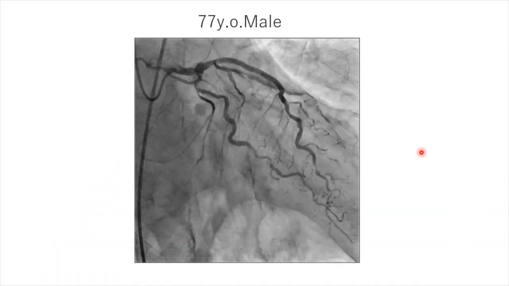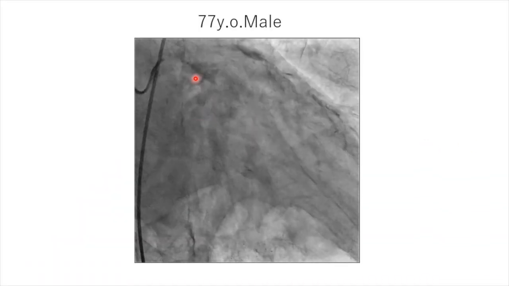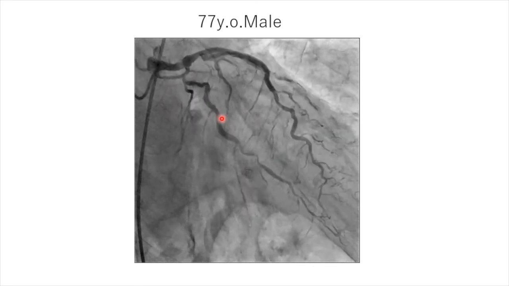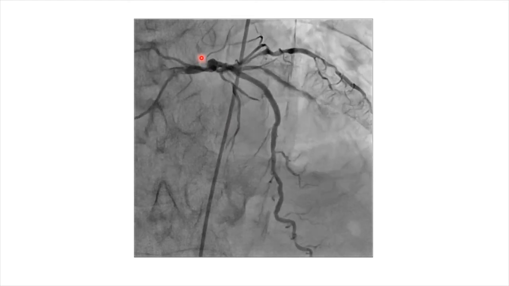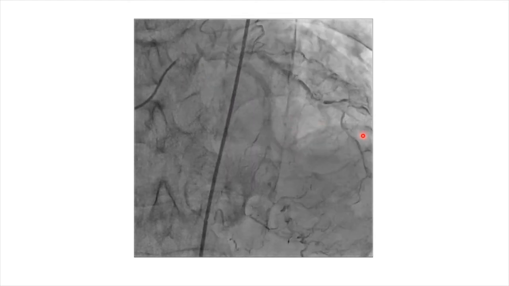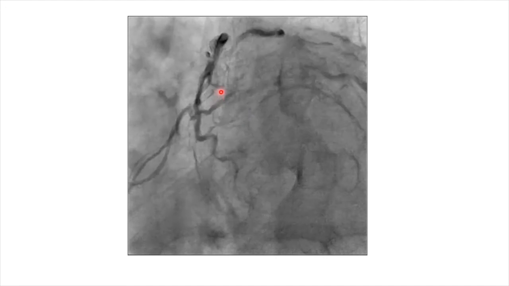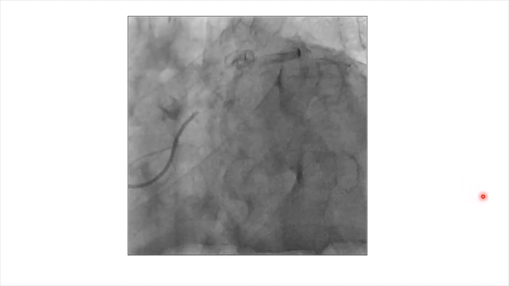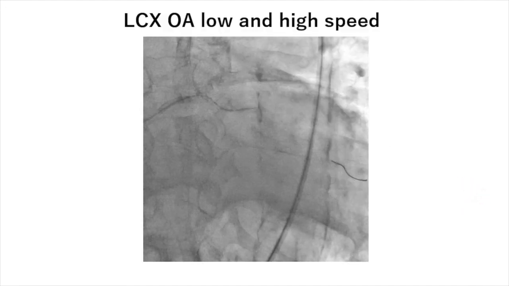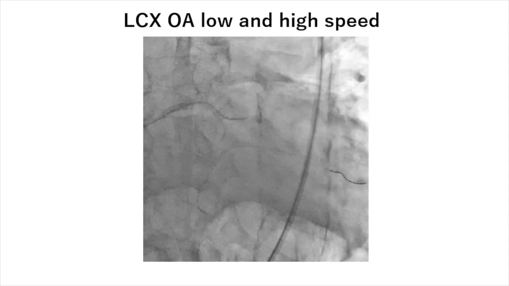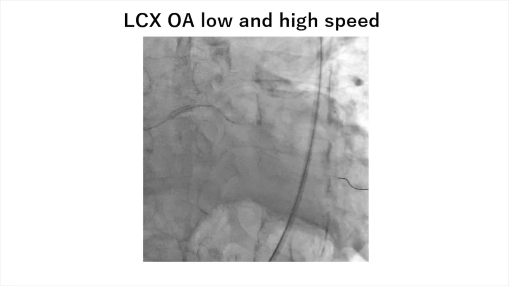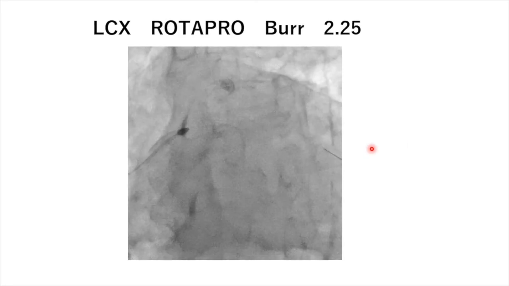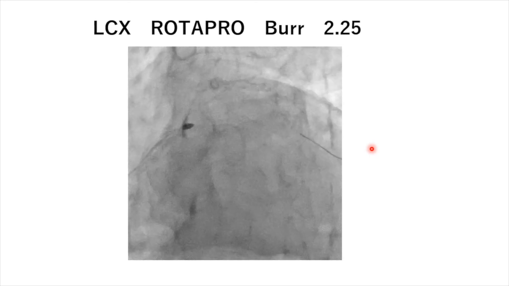This case is a 77-year-old male. You can see calcium in both the LAD and circumflex, which is a very tortuous lesion. Also, severe LMT stenosis was observed here, and at the orifice of the circumflex there is also a severe stenosis. Using a GlideAssist, the OA was cast deeply into the LCX and we started pull-back ablation until the LCX orifice. Then rotational atherectomy was done at the orifice of the circumflex using a 2.25 millimeter burr.